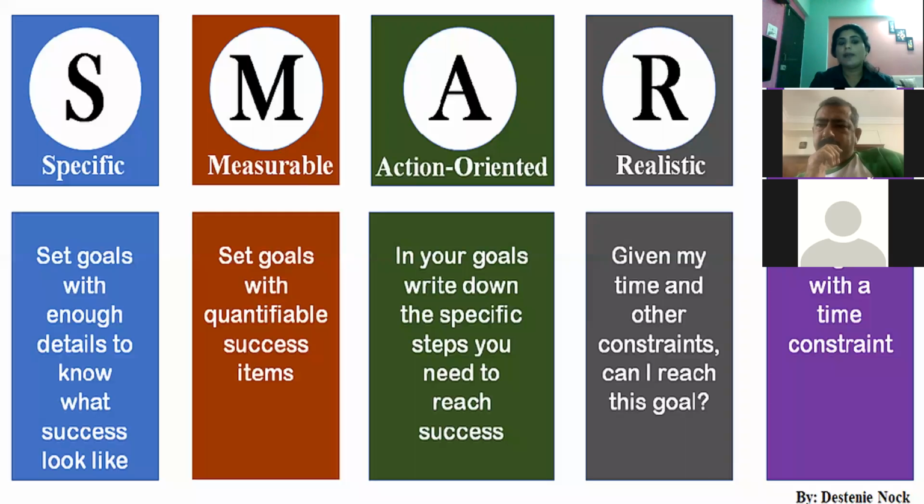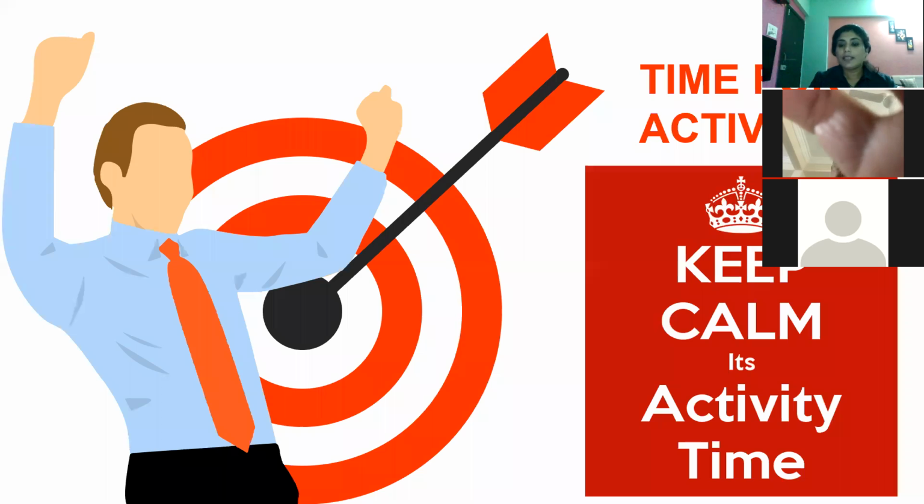So this is what SMART is. We have already seen what exactly specific, measurable, action-oriented, realistic, and time-bound are. So we are just moving ahead. Now there is another activity. We will just keep on moving.